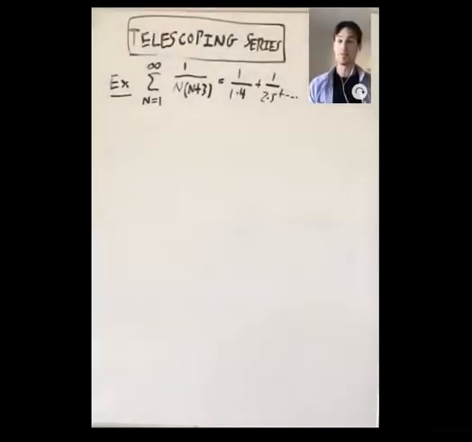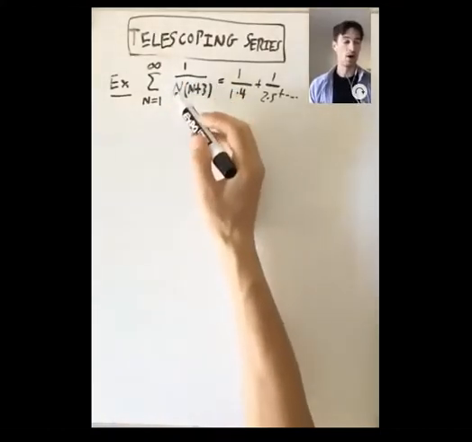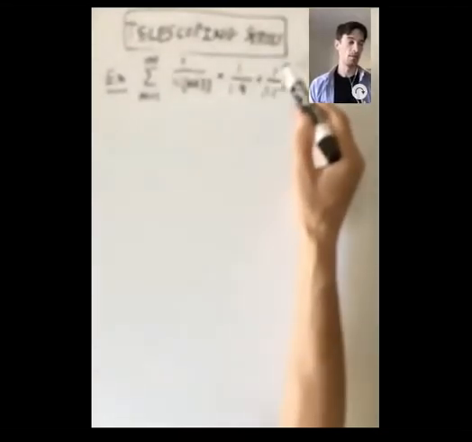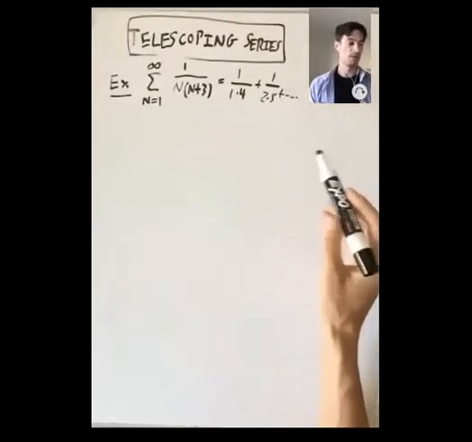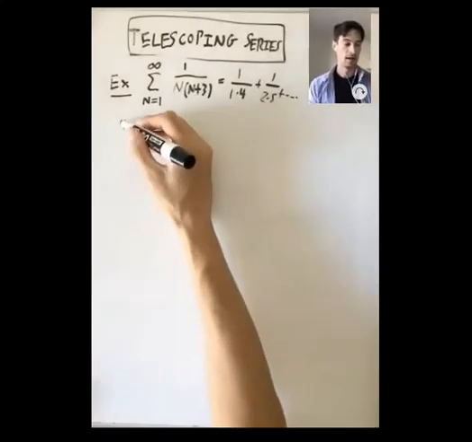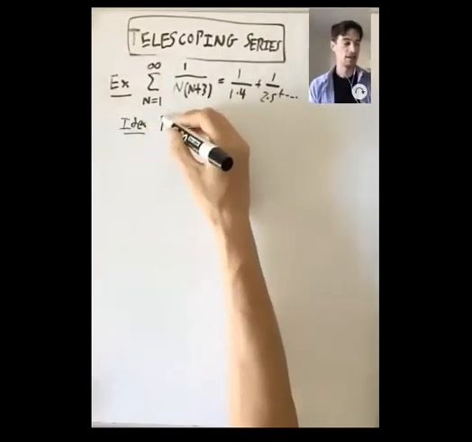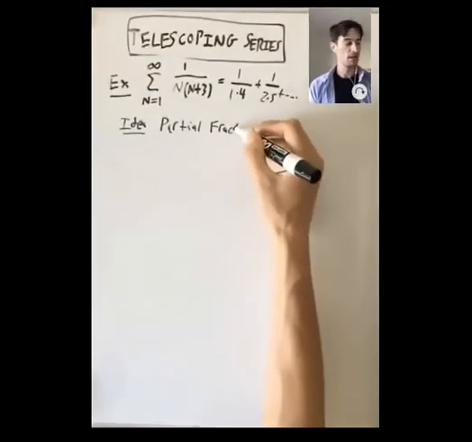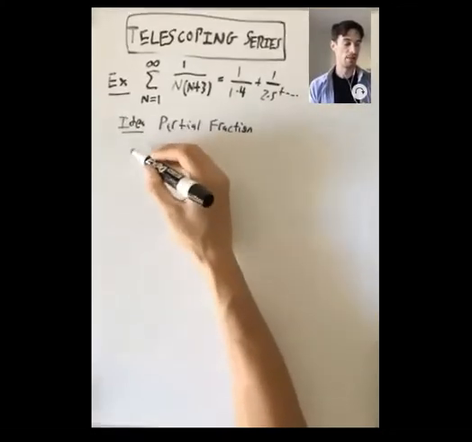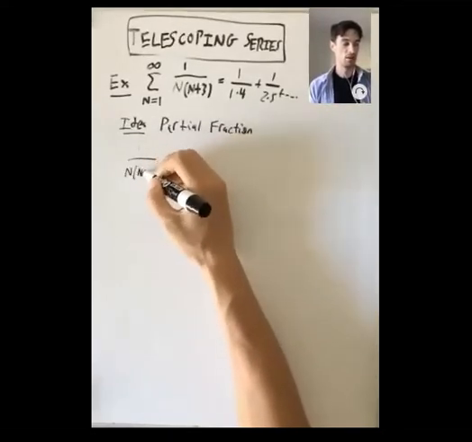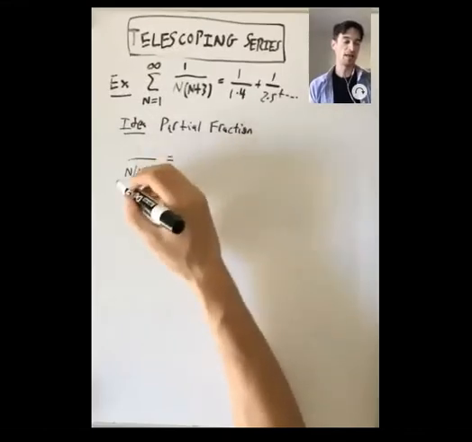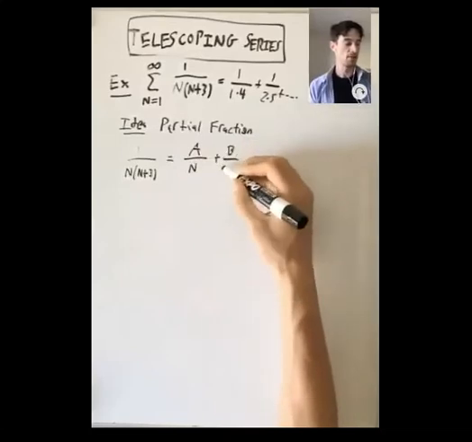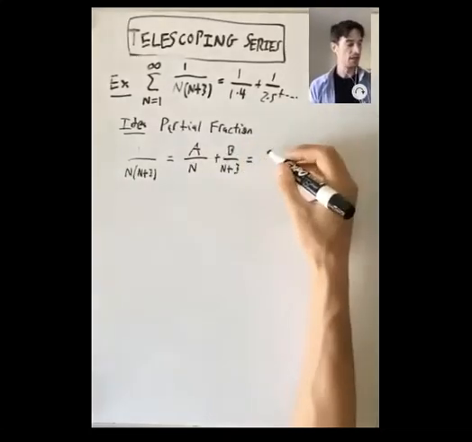Let's look at the sum from n equals 1 to infinity of 1 over n times n plus 3. So we get 1 over 1 times 4, plus 1 over 2 times 5, plus 1 over 3 times 6, and so on. And again, our idea is to apply the method of partial fractions to rewrite the rational function that we're adding up. We know that 1 over n times n plus 3 can be written as a over n plus b over n plus 3 for unique values of a and b.